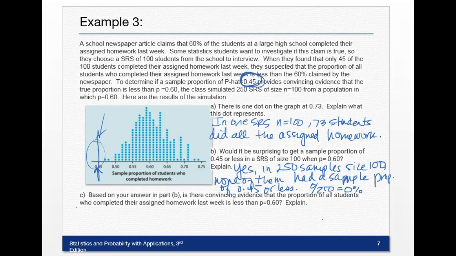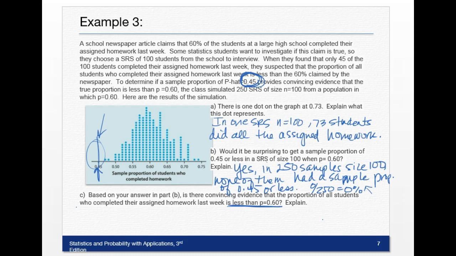All right, C, based on your answer in part B, is there convincing evidence the proportion of all students who completed their assigned homework last week was less than 0.60? Is it less than that? All right, so they got a 0.45 in their sample. So what are the chances of that? Well, we just set up here in part B that there's a 0% chance of that happening based on our 250 samples. It happens 0 times, right?